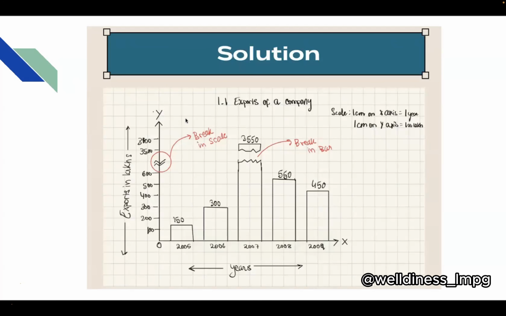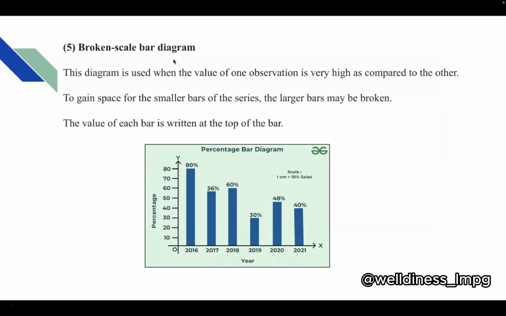So now, let's look at the solution. If you notice, in 2007, we had 3,550, which is significantly higher than the others. So what do we do in this case? You and I both know that if you want to show the 3,550 on this y-axis, it will consume a lot of space because we have 100, 200, 300, 400. If I'm not mistaken, the highest before the highest is 550. So if we want to show where 3,550 is on this scale, it will be very large. But that's where a broken scale bar diagram comes in.